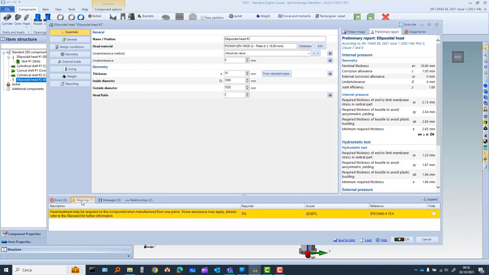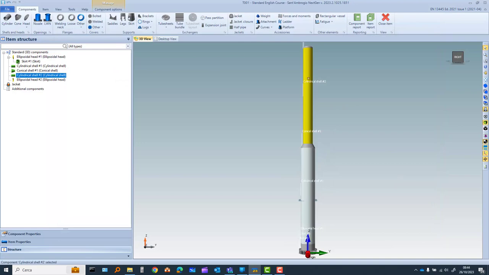You look at the yellow warning. Heat treatment may be required on this component when manufactured from one piece. Of course, it is manufactured from one piece, therefore the elongation of 22.68% is greater than 5%, therefore a heat treatment is required in this case. Well, okay, we close this component, we open this cylindrical shell.